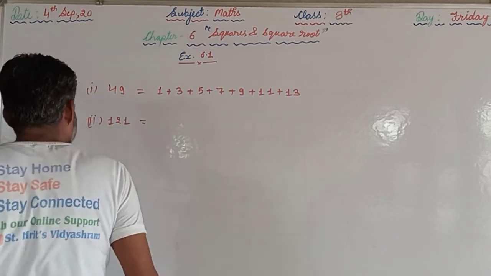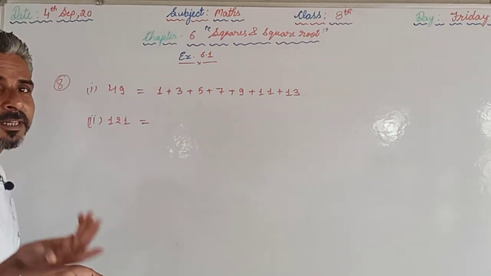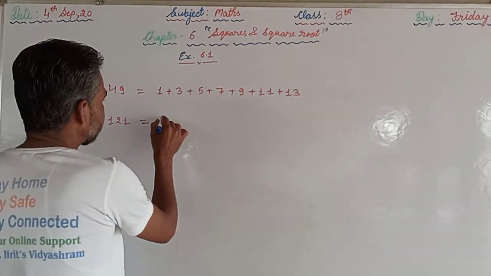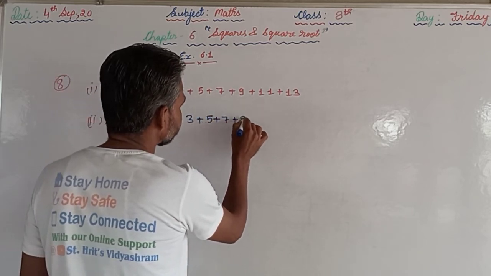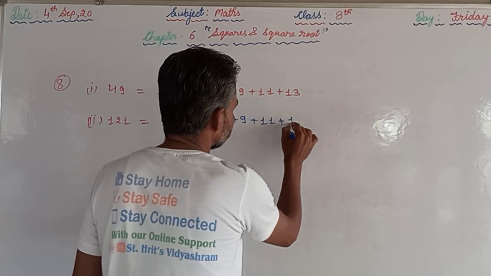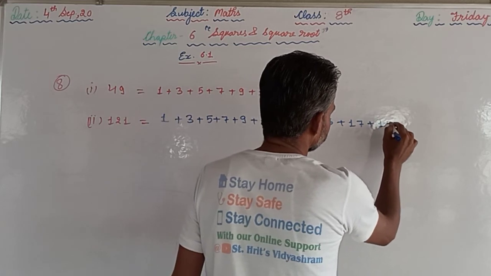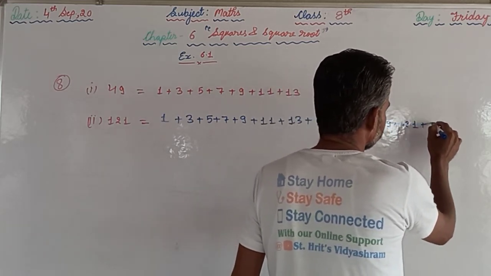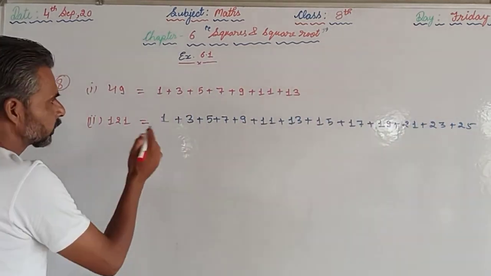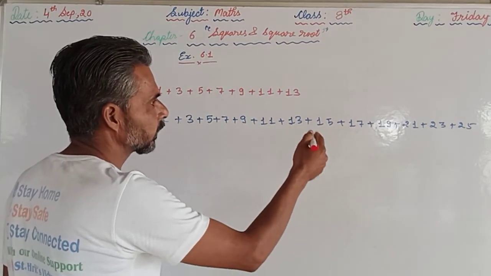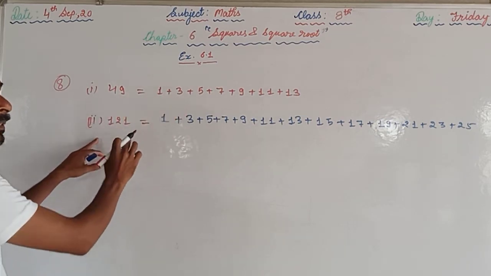121 is a perfect square. This is the square of 11. 11 elevens are 121. So we will again write the consecutive odd numbers. We have written the consecutive odd numbers 1, 3, 5, 7, 9, 11, 13, 15, 17, 19, 21, 23, 25. Now how many numbers are we supposed to have? 11, because 121 is the square of 11.